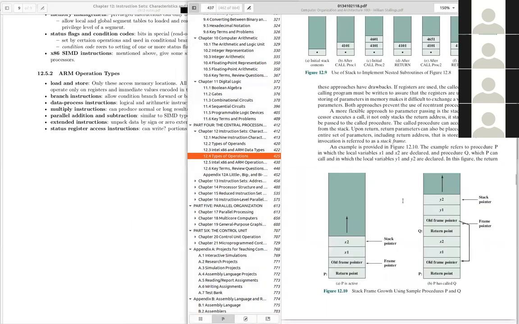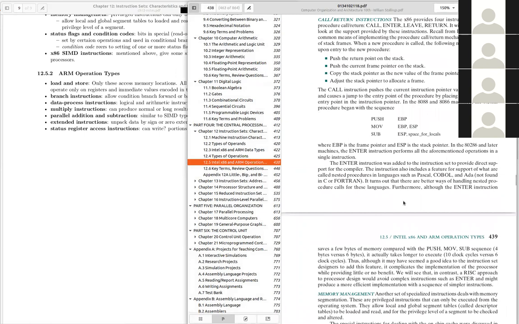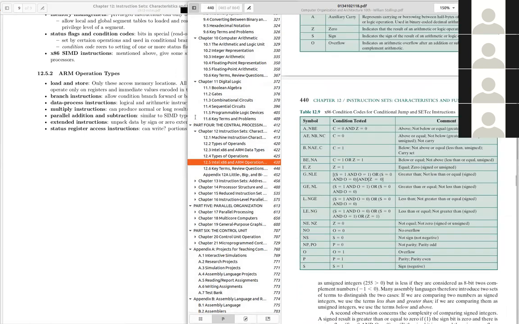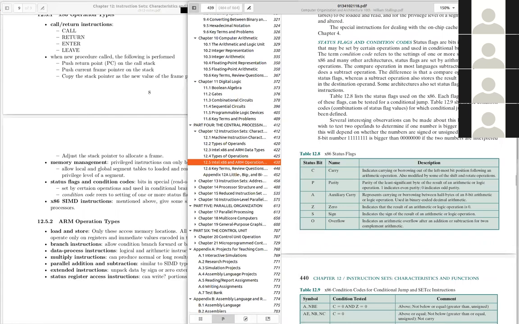All right, so yeah, I don't have a lot to say about there were some other things I am skipping over, some stuff on Intel. So it talks a little bit about the status flag.